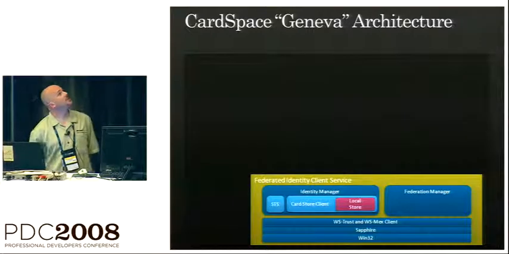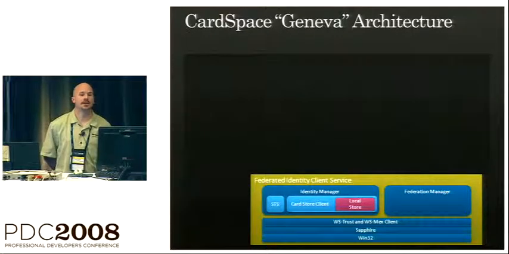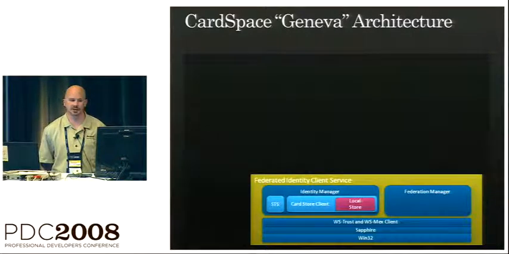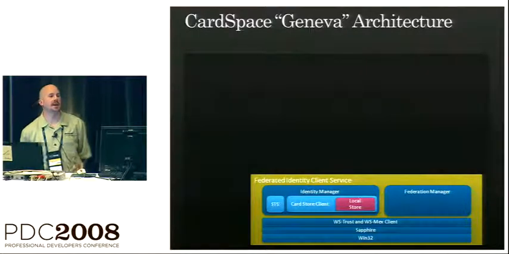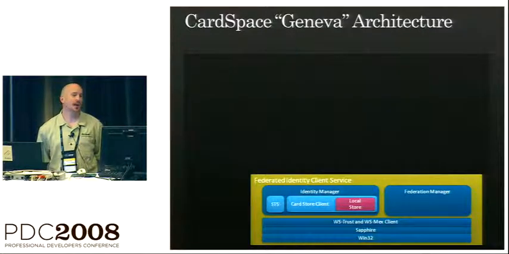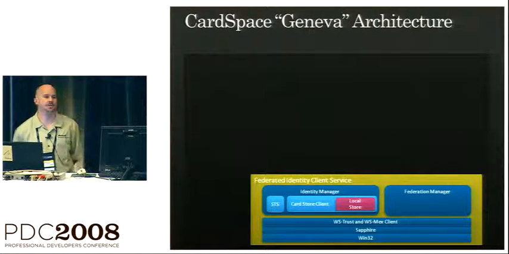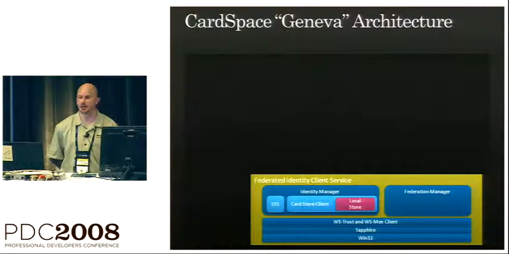So let's talk a little bit about the components that make up the CardSpace Geneva architecture. As I said earlier, we rewrote Geneva CardSpace from the ground up in native code. In order to do that, we had to find a new SOAP stack. When we wrote CardSpace v1, it was based on WCF. WCF is obviously managed. In order to rewrite in native code, we needed to start over. In Win 7, there's a new native SOAP stack called Sapphire, which we base CardSpace Geneva on.